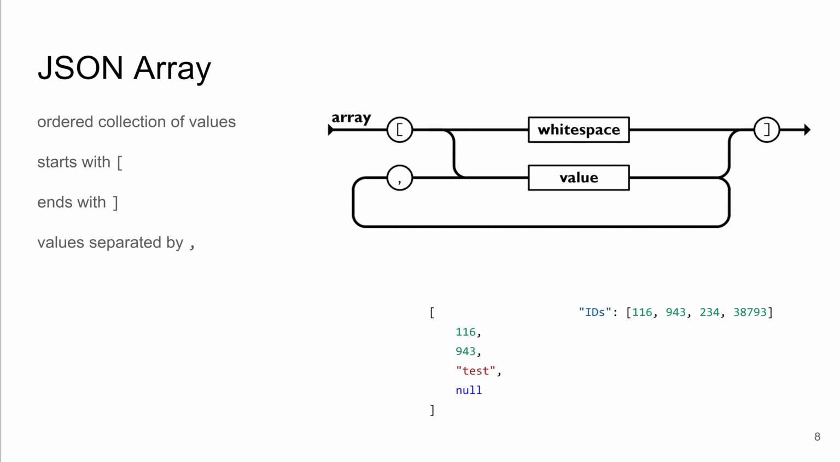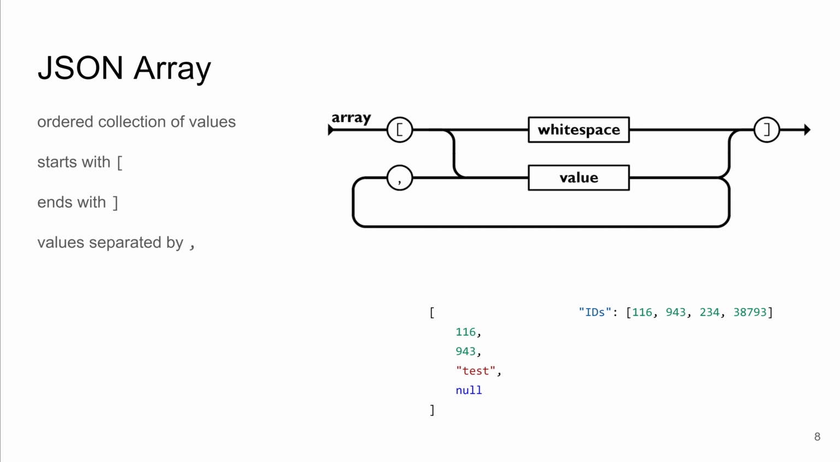Start with a bracket, end with a bracket, and inside we have values which contain white space, and the values are delimited or separated by a comma. There is no restriction on the data types of the individual values of an array. So those arrays you can see in the slide are both valid arrays. The first one has numbers, strings, and a null value in it. The second one has only numbers, but both are valid.